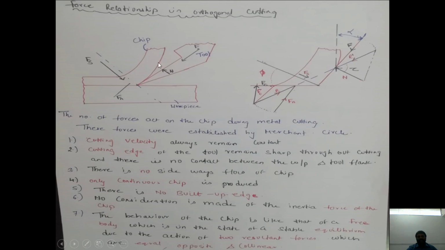Cutting velocity. Due to this, what happened? Cutting velocity always remains constant here. The cutting edge of the tool remains sharp throughout the cutting, and there is no contact between the workpiece and the tool flank. And there is no sideways flow of chip. When there is no sideways flow, only a continuous chip is produced. When a continuous chip is produced, there is no built-up edge formed here.